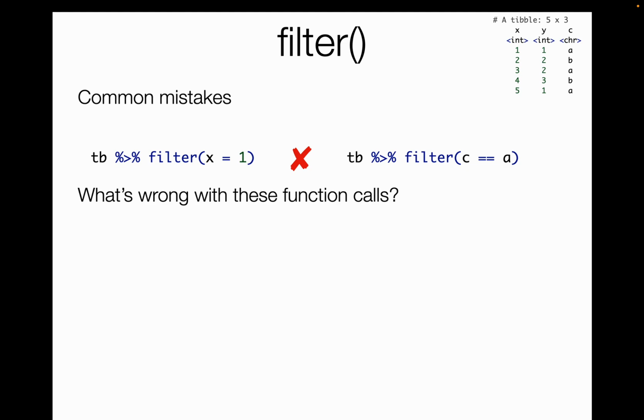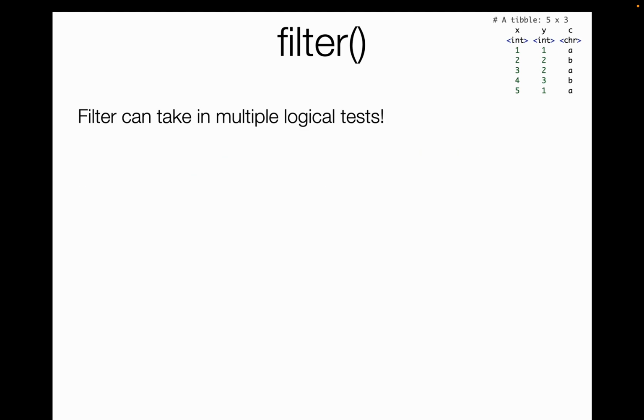You need to match the type of argument of which C is. C is a character vector or a character column. And so you need to say A is a character, and characters are made with the single or double quotes. And so you need to say C is equal to quotes A.